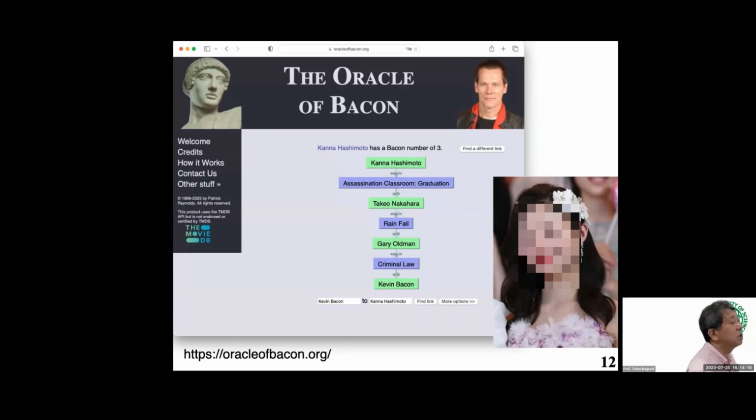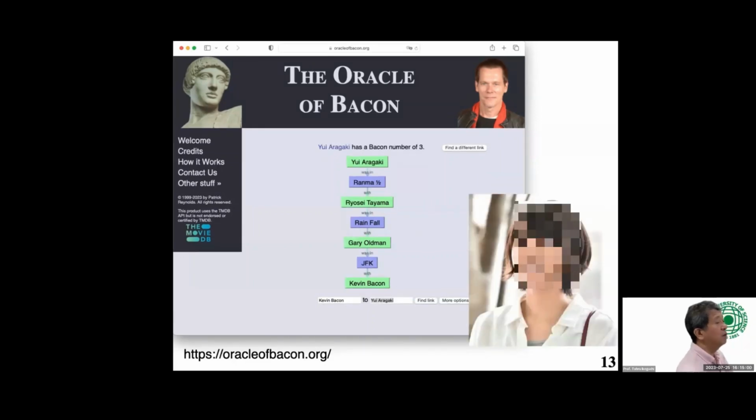This page shows the result for a young Japanese actress, Kanna Hashimoto. First, Kanna Hashimoto and Takeo Nakahara co-starred in the movie Assassination Classroom: Graduation, and Takeo Nakahara co-starred in Rainfall with Gary Oldman. Gary Oldman co-starred with Kevin Bacon in the movie Criminal Law. So the result indicates that Kanna Hashimoto's Kevin Bacon number is 3.